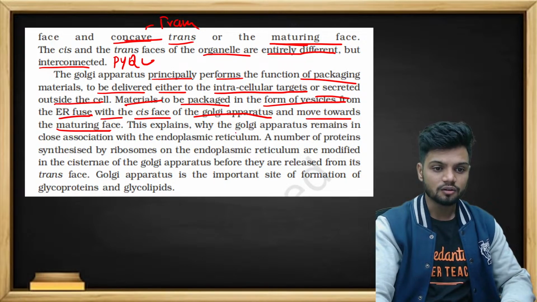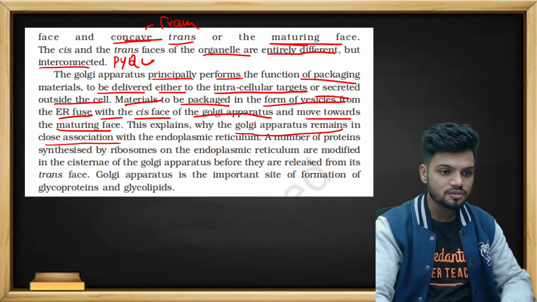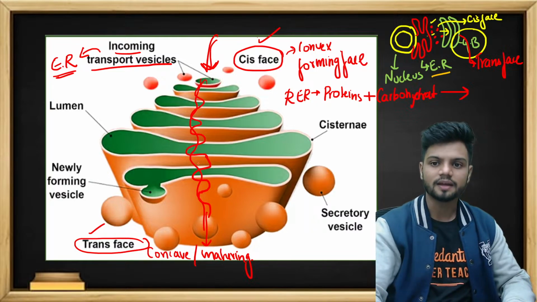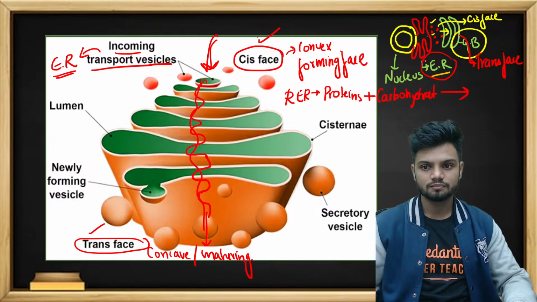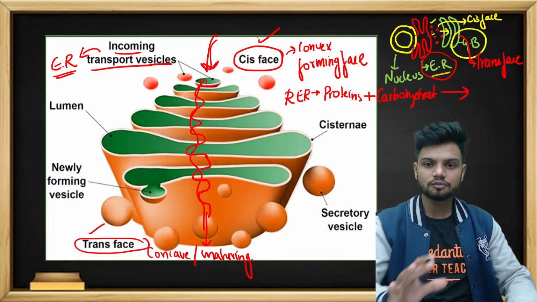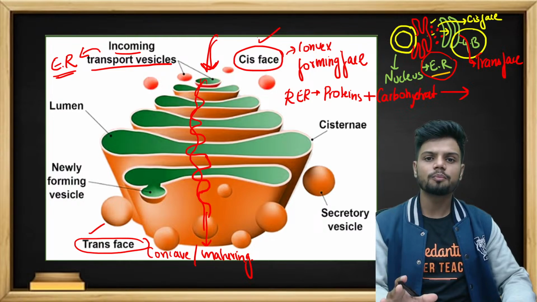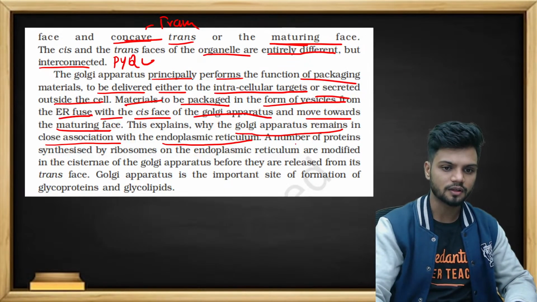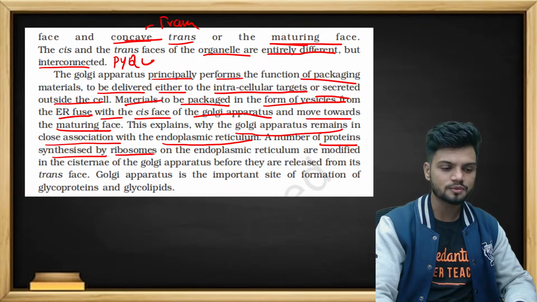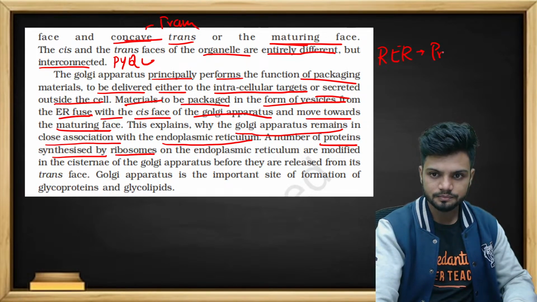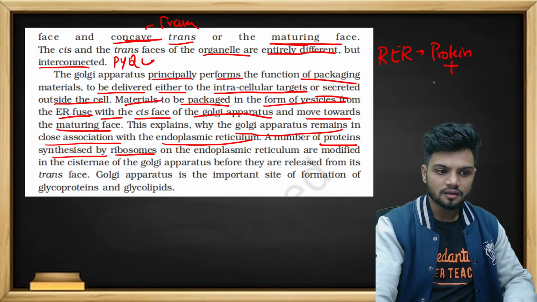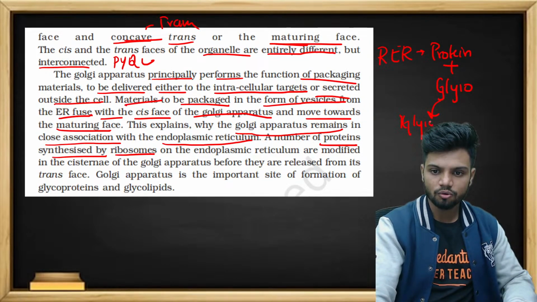This explains why the Golgi apparatus remains in close association with the endoplasmic reticulum. That's why wherever you find endoplasmic reticulum, there will be Golgi complex. Okay, that point is clear to all of you? A number of proteins are synthesized by ribosomes. I told you, RER is producing the proteins. To these proteins, your Golgi body is adding a carbohydrate, the glyco part, and they end up becoming glycoprotein.